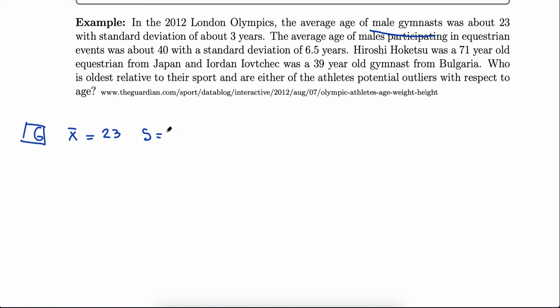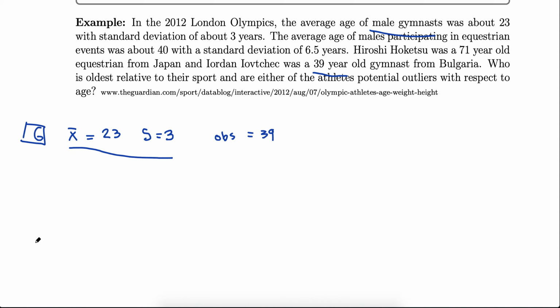And we have a particular gymnast here who is 39 years old from Bulgaria that competed in the Olympics. So that's our observation of interest. Our 39-year-old gymnast from Bulgaria.